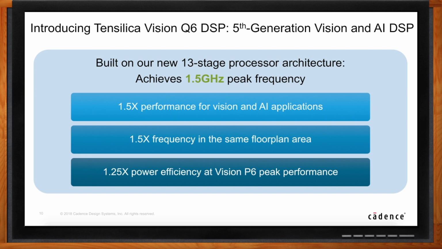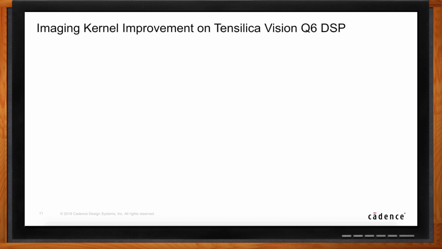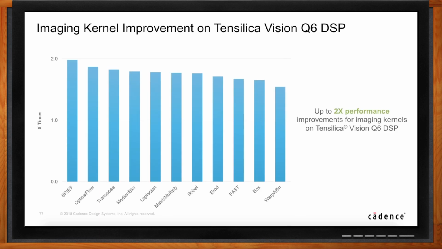Those are some impressive numbers. Now, how does Q6 perform in benchmarks? We talked about the frequency increase and 1.5x performance in Vision and AI. This slide shows you specific kernels for imaging and vision, like some filters, some optical flow, some transpose, even matrix multiply, where up to 2x performance increase can be seen on the Vision Q6 DSP compared to our Vision P6 DSP. Okay, wow.